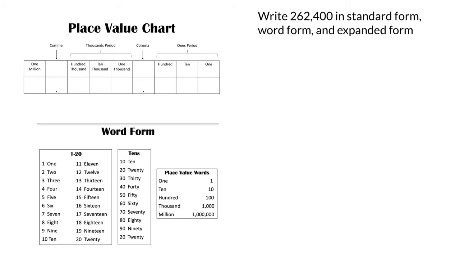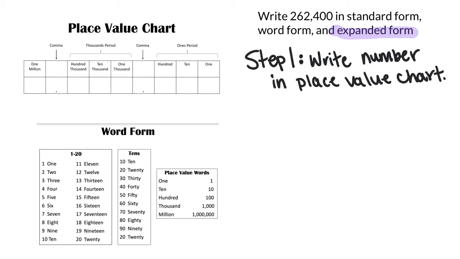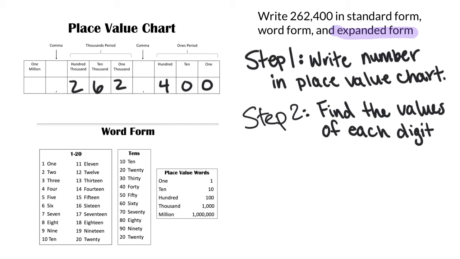All right, next, we're going to write 262,400 in expanded form. So just like the last time, we're going to write our digits in the place value chart. So there is 0 ones, 0 tens, 4 hundreds, 2 1,000s, 6 10,000s, and 2 100,000s. Next, we want to find the values of each digit in our number. So we have 2 100,000s, we have 6 10,000s, or 60,000, and we have 2 1,000s, or 2,000. We have 4 hundreds, or 400. We have no tens and 0 ones.